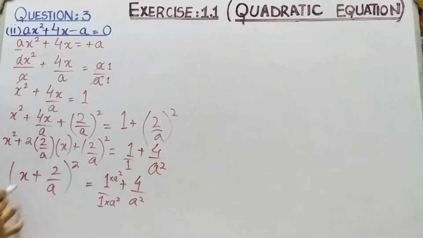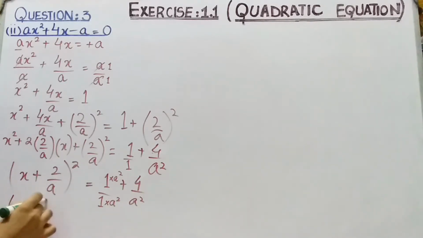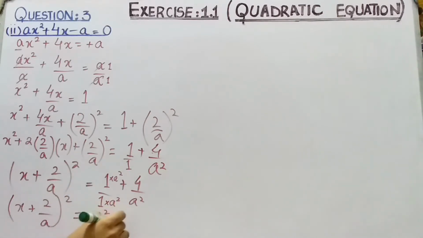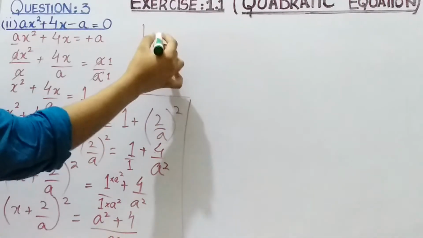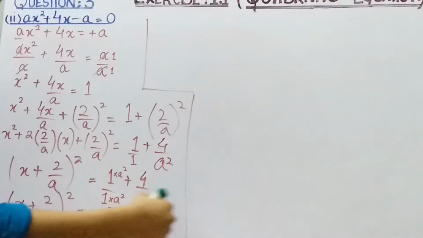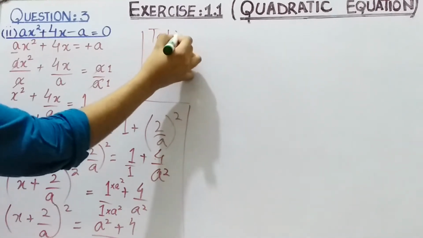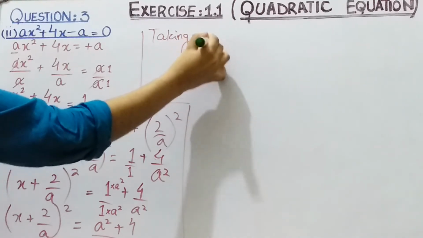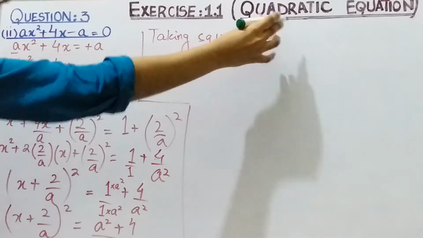Now in the very next step what I'm going to do, I will simplify this whole. Now a square plus 4, now a square. Now in the next step, this will hold there, so I'm going to take common. So taking common, taking square, sorry, I'm going to take square root on both sides.